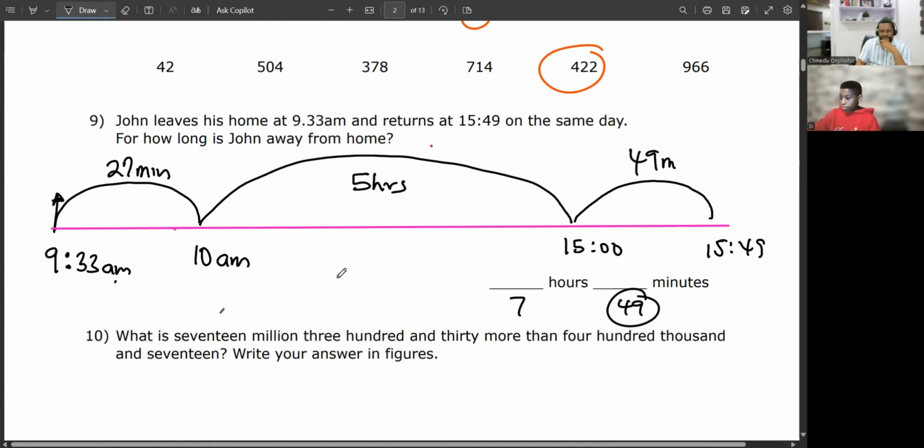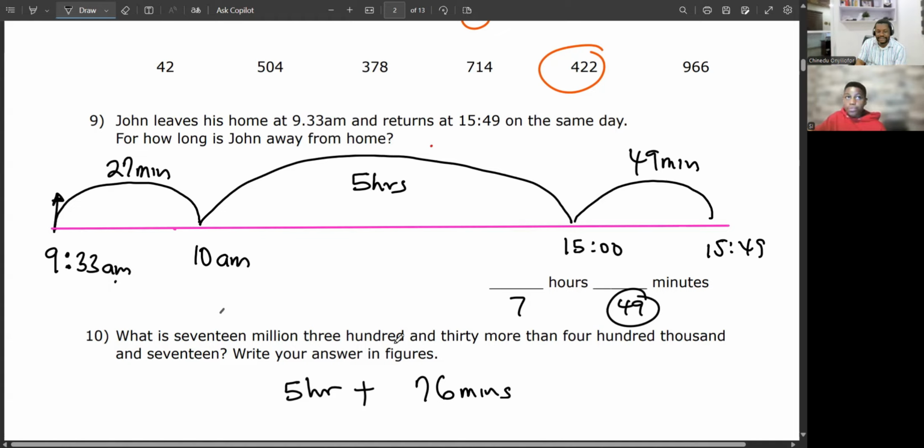All right. So now I'm going to add up all this. So we have 5 hours, plus 49 plus 27 minutes. That's 76 minutes, right? Now, 76 minutes is the same thing as how many hours?